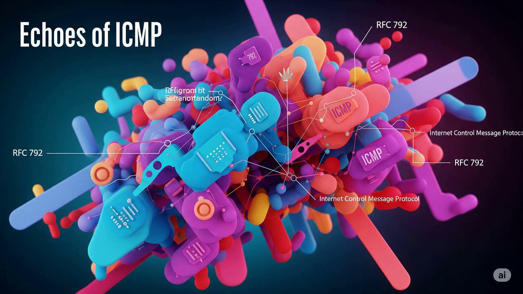Each router that drops the packet, because TTL hit 0, sends back a time-exceeded message. That's how you map the hops. Wow. So Traceroute is basically built on this 1981 ICMP message. Pretty much. There's also code 1 for time exceeded.